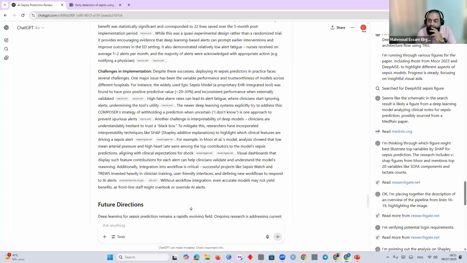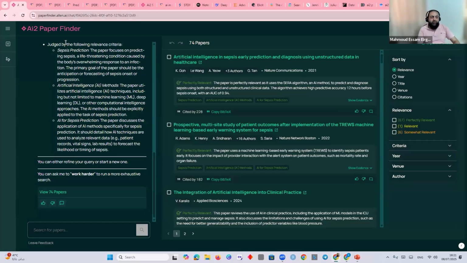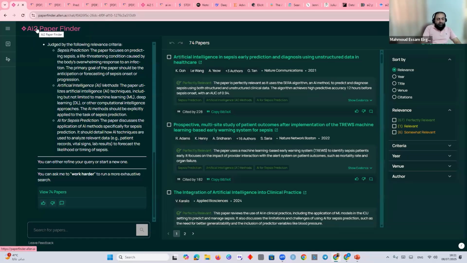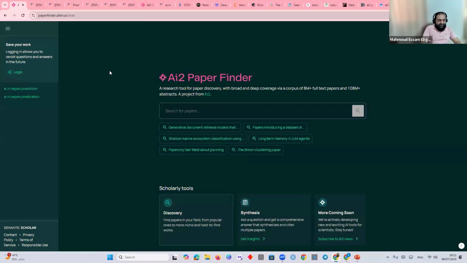Okay, let's just complete our search. So this is the AI2 Paper Finder, and all of this is for free, by the way. It's not paid. You don't need a paid account in here, and I did not even need to log in.